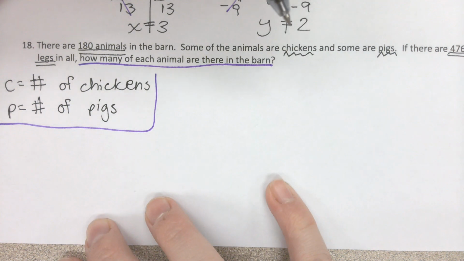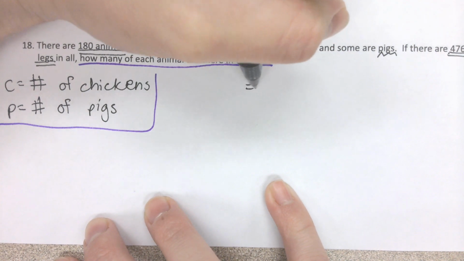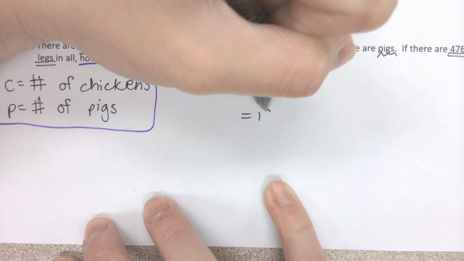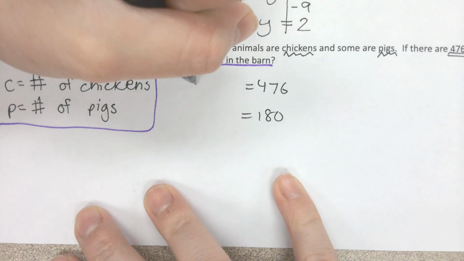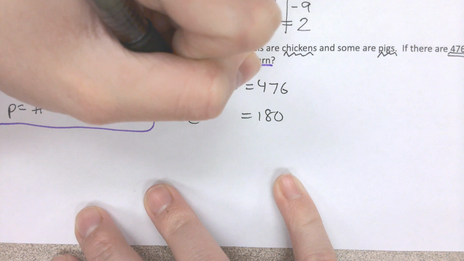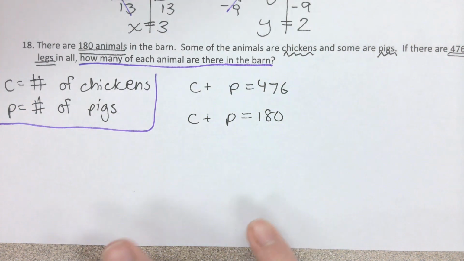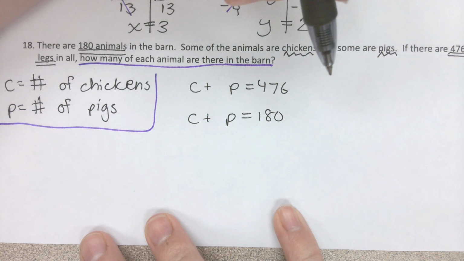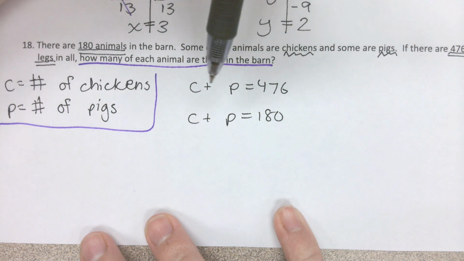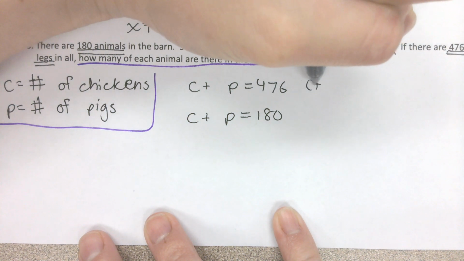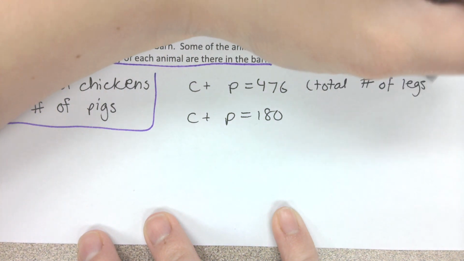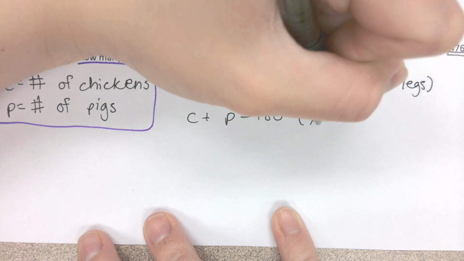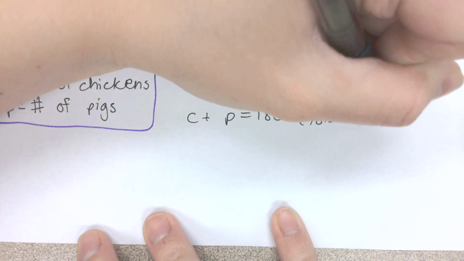So we have 476 as one total and 180 as the other. For both of these, of course, you're going to have your two variables added together. So we have C plus P and C plus P. And then if you're still not sure, get specific on what the totals represent. So 476 is the total number of legs, and 180 is the total number of animals.